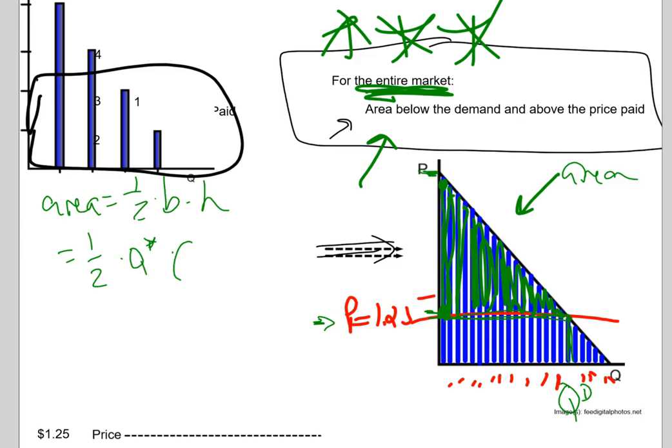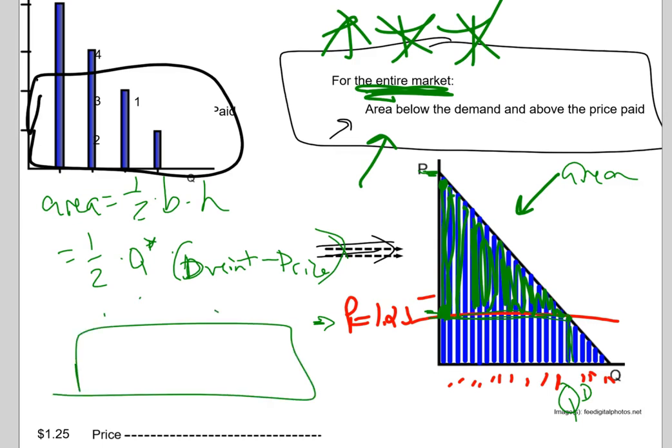So the total length of this height is the demand vertical intercept minus the price. Demand vertical intercept, that's what that shorthand notation is. And that's 1/2 base times height. That's a way to calculate the total area.